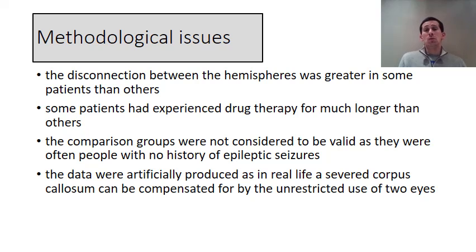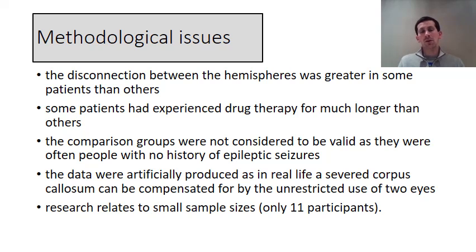Also, the data produced was quite artificial. In real life, if somebody has their corpus callosum disconnected, they're going to use both eyes to view anything in their right field and anything in their left field. They're very rarely going to use one visual field at a time. Therefore, they should be able to verbalise anything that they see, because everything should be seen with both visual fields and processed by both hemispheres. And finally, it was only a very small sample. It only contained 11 people in total, again reducing the validity of the research.